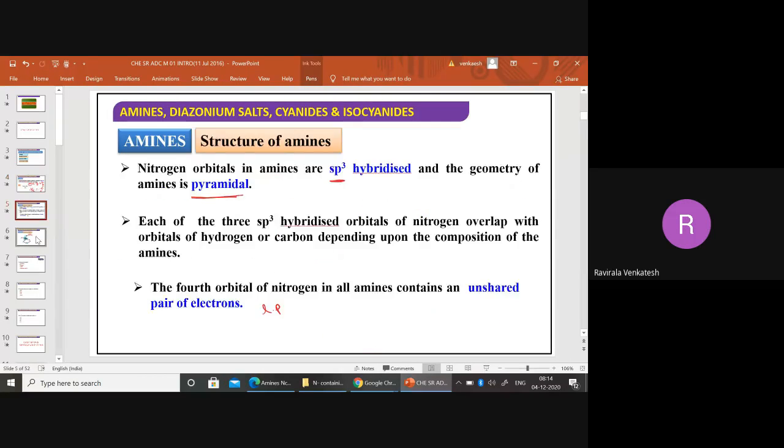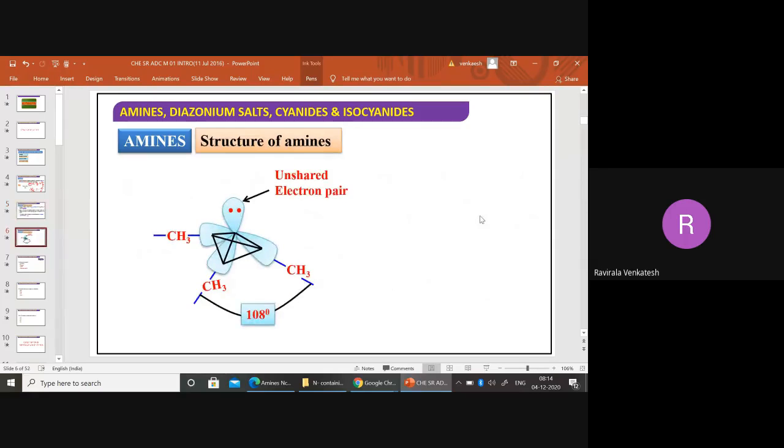Next, we'll see this structure. Now, when you observe, this is the nitrogen. Now here you are getting a methyl group, here a methyl group, and here a methyl group. Now here you are having a lone pair of electrons. This is the lone pair of electrons.